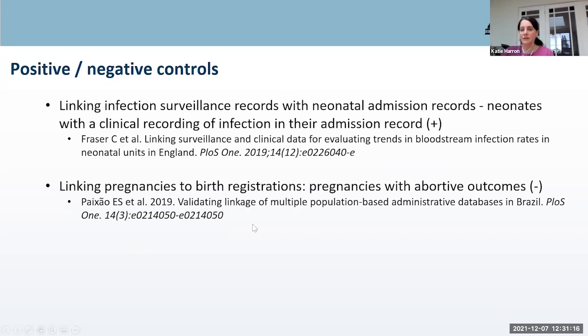And the second study looked at linking pregnancy records with birth registrations. And we knew in this setting that pregnancies with abortive outcomes shouldn't have linked to a birth registration. So where we had made a link, we knew that that was a false match. So this was an approach that we used to estimate false match rates.